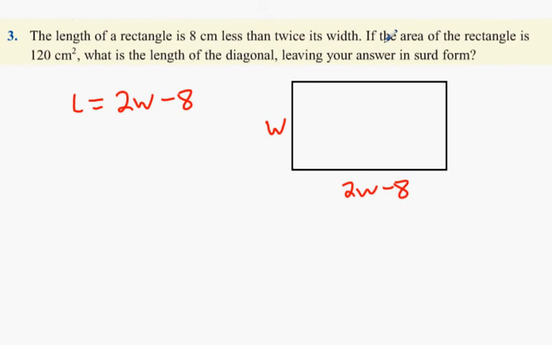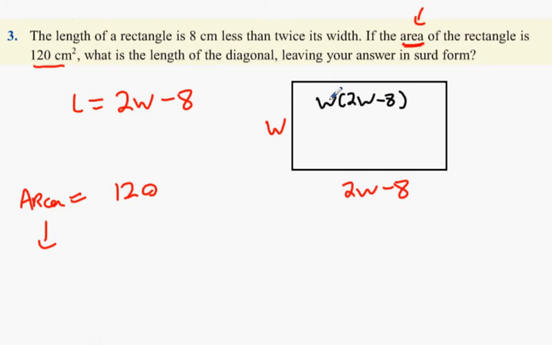Okay? If the area of the rectangle, area, keyword, is 120, area equals 120. How do you get the area of a rectangle, guys? Length by width. What is my length by my width? W, or 2w minus 8 multiplied by w. Multiply it out and what happens? 2w squared minus 8w.